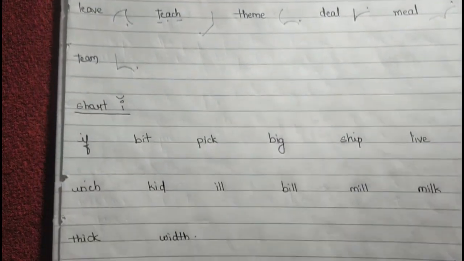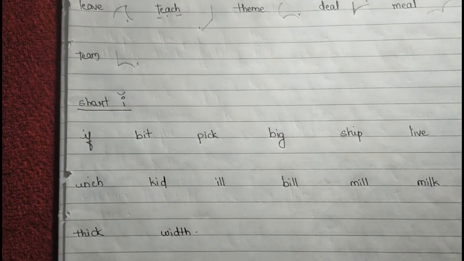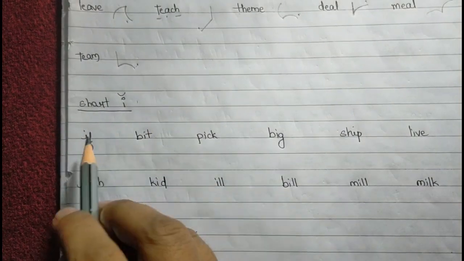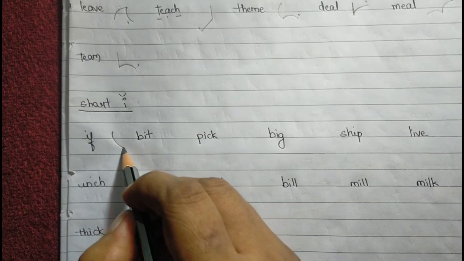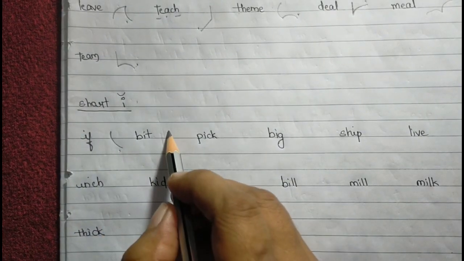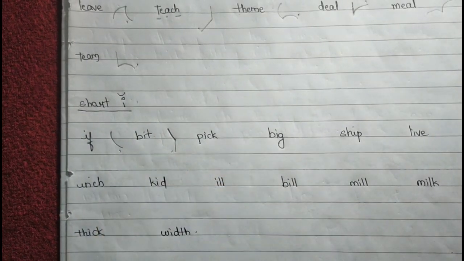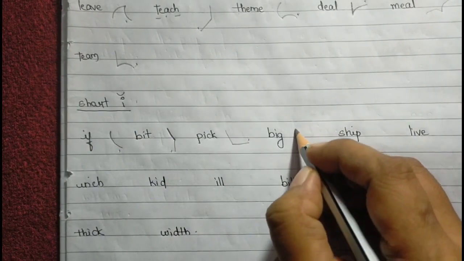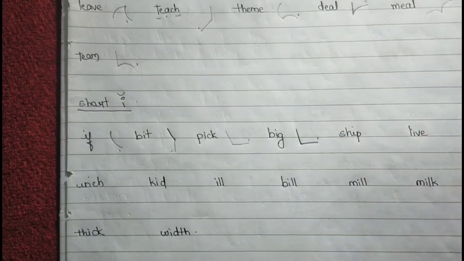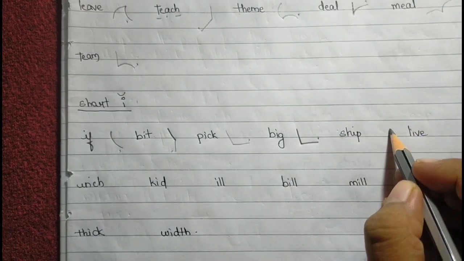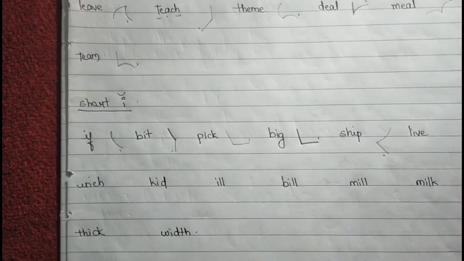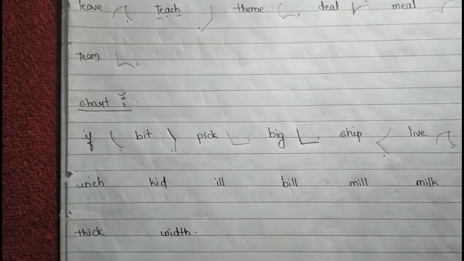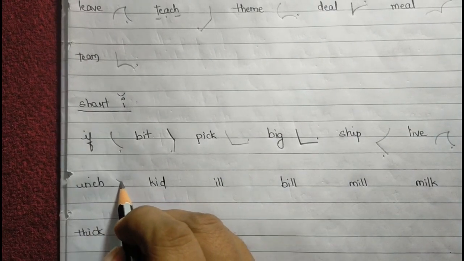Now examples of short E. Short E is represented by a light dot. So if: F, E. Bit. Peak. Big. B, G and E. Similarly ship. Sh, P, E. Leave. L, V and E. Inch.